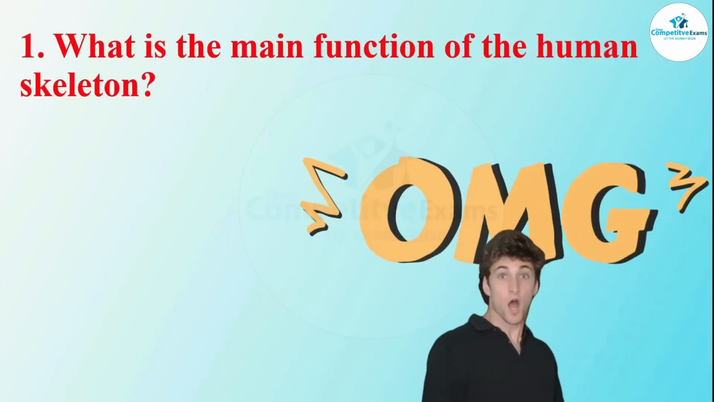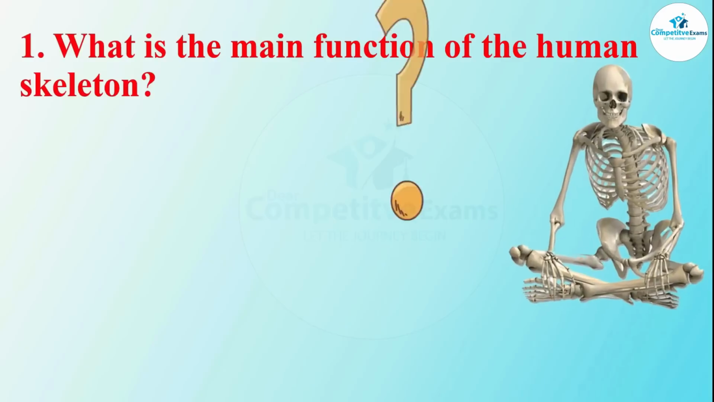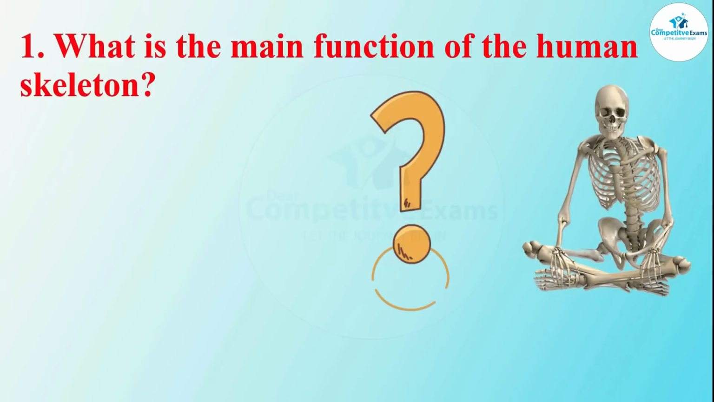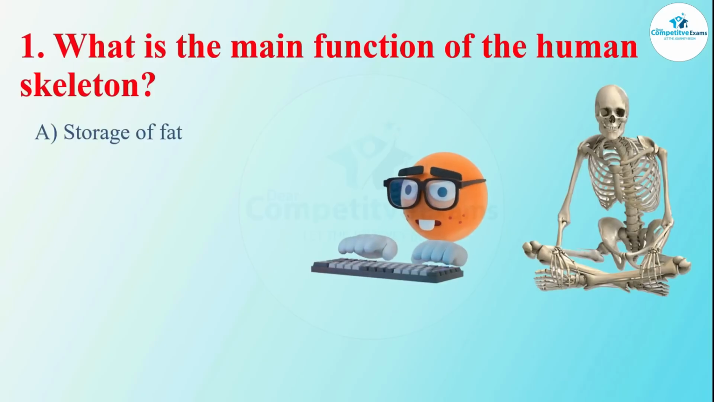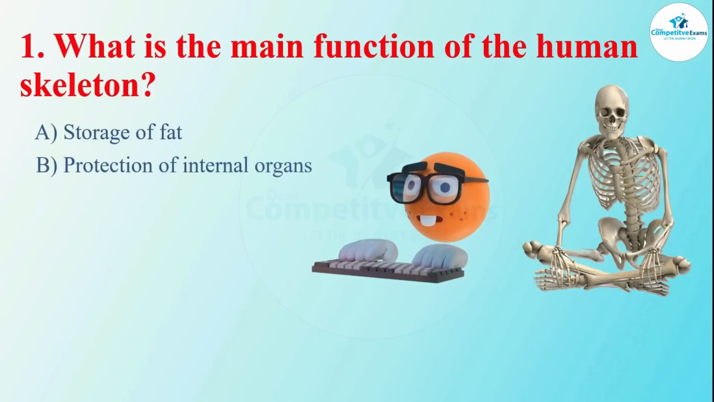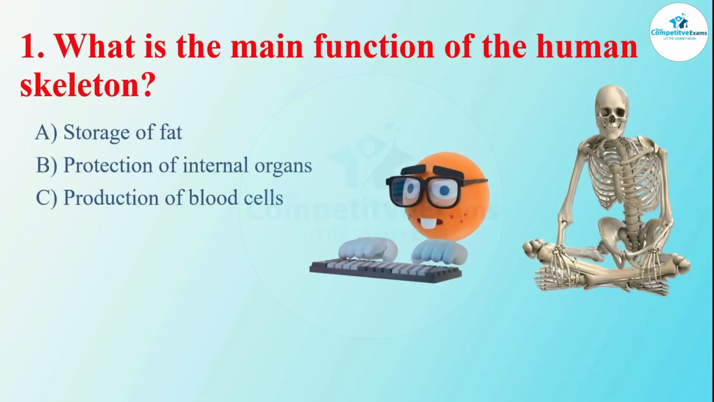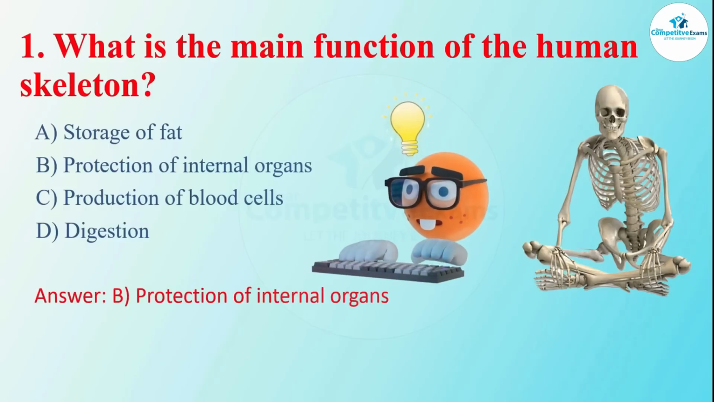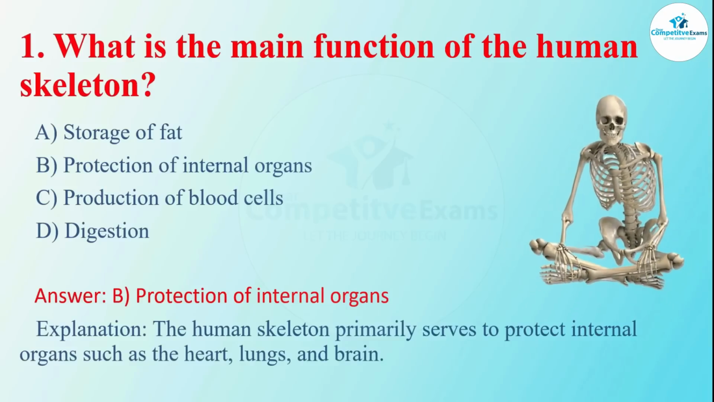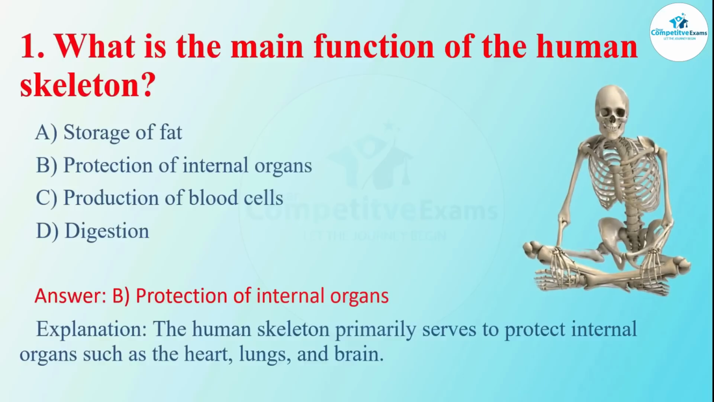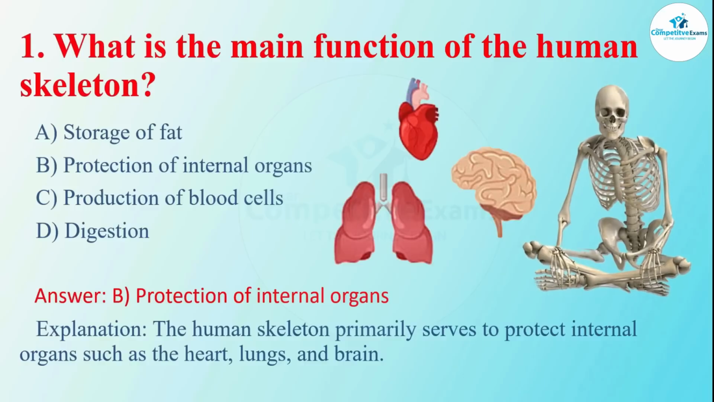What is the main function of the human skeleton? So what does our skeleton do? The options are storage of fat, protection of internal organs, production of blood cells, and digestion. The right answer is option B, protection of internal organs. Friends, the human skeleton primarily serves to protect internal organs such as the heart, lungs, and brain.